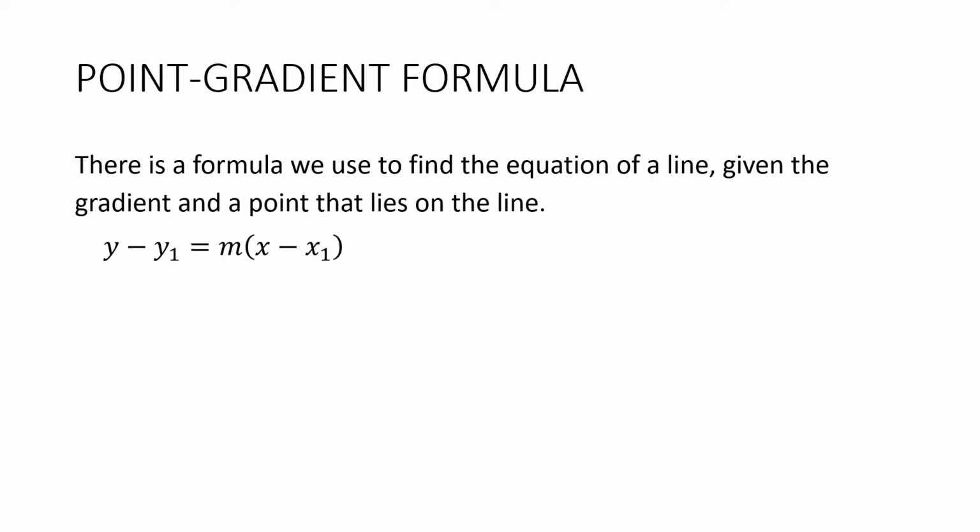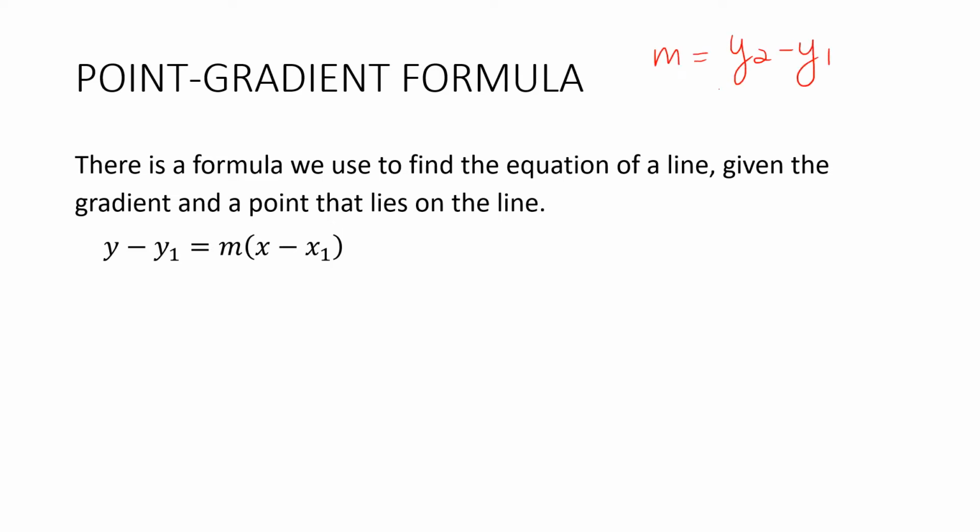Now there is a formula that we use to find the equation of a line given the gradient and a point that lies on the line. It's called the point-gradient formula: y minus y1 equals m(x take away x1). Now you're not given this formula on your formula sheet, but it's very similar to the gradient formula. So I suppose technically you only have to remember one formula.